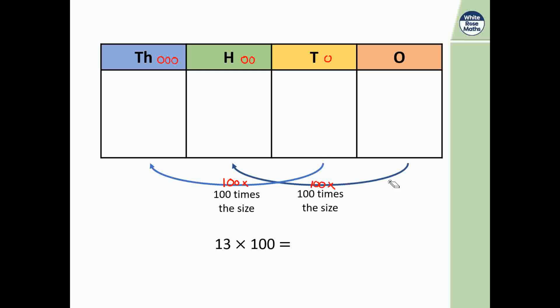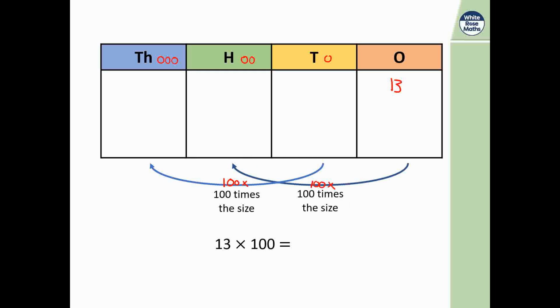Right. So 13 times 100, just going to mute. So we have 13 times 100, so in other words, 13 ones. So let's put 13 here. And if you follow the blue arrow, it goes here, if you're timesing it by 100. So how many hundreds do I get?